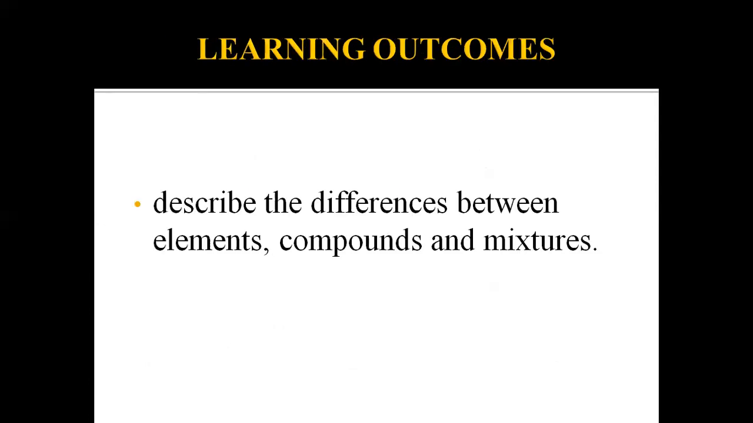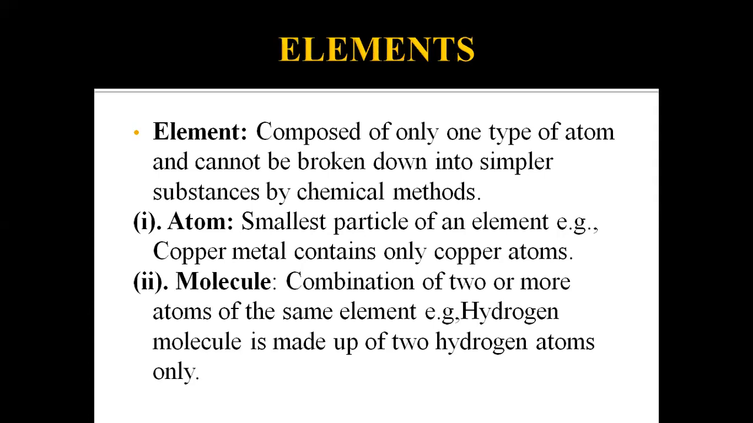Now the learning outcome for this topic is to describe the differences between elements, compounds and mixtures. Let's start with the definition of element. An element is composed of only one type of atom, and it can't be broken down into any simpler substances by chemical methods.